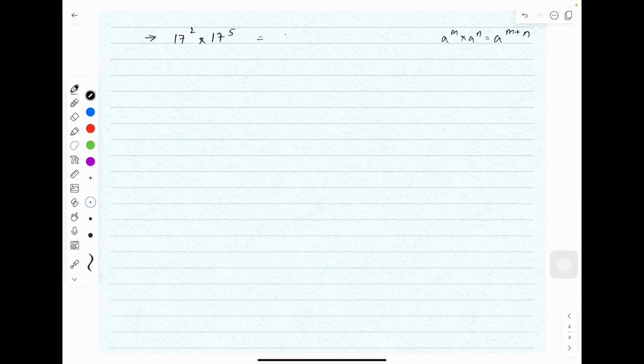Instead of a it is written 17, instead of m it is 2, instead of n it is 5. So this is 17 to the power 2 plus 5, that is 17 to the power 7. This is the first question. Second question is 5 squared to the power 7.